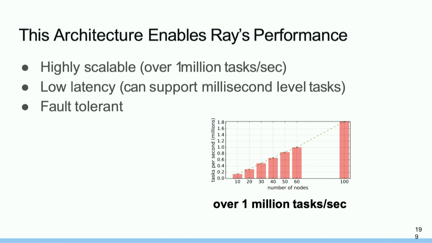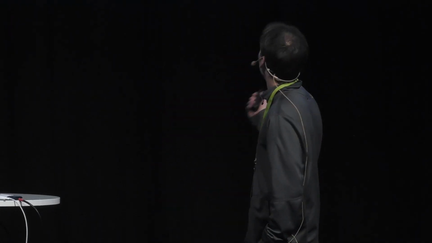So now this architecture allows us to operate at a very high scale. So we can process over 1 million tasks per second. So this here has some performance measurements on 50 to 100 node cluster. So on 100 nodes, we easily get 2 million tasks per second, for example.